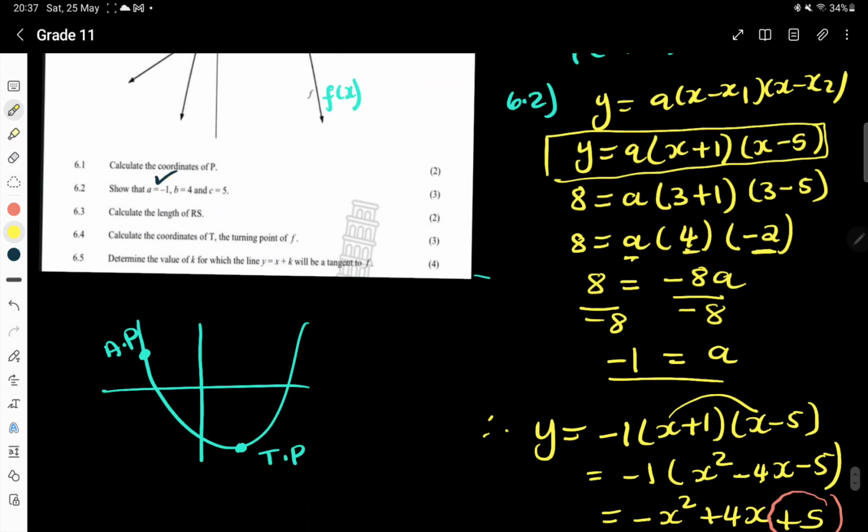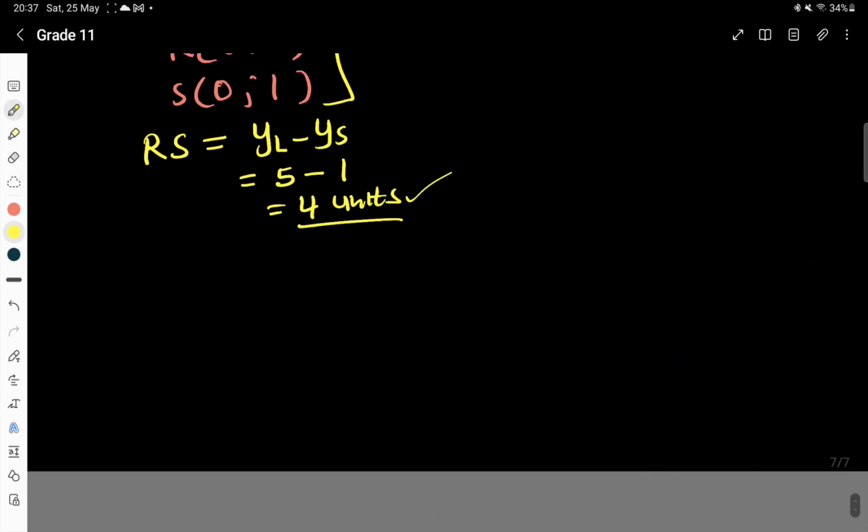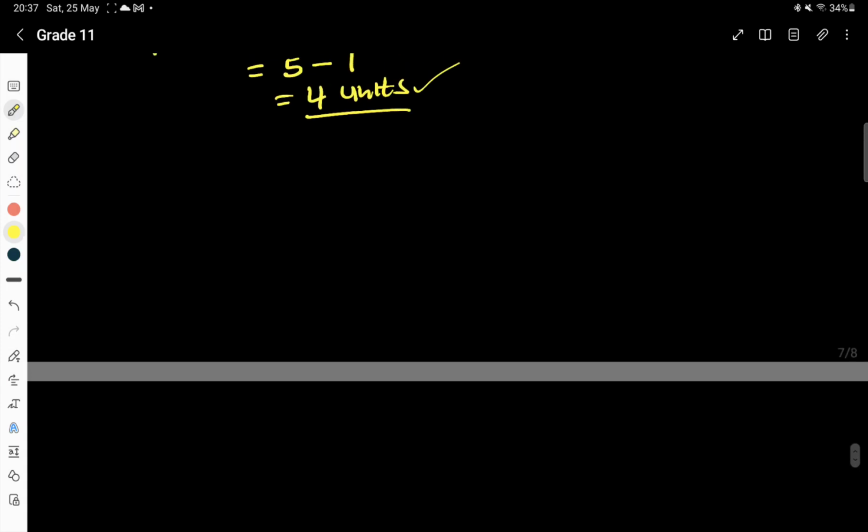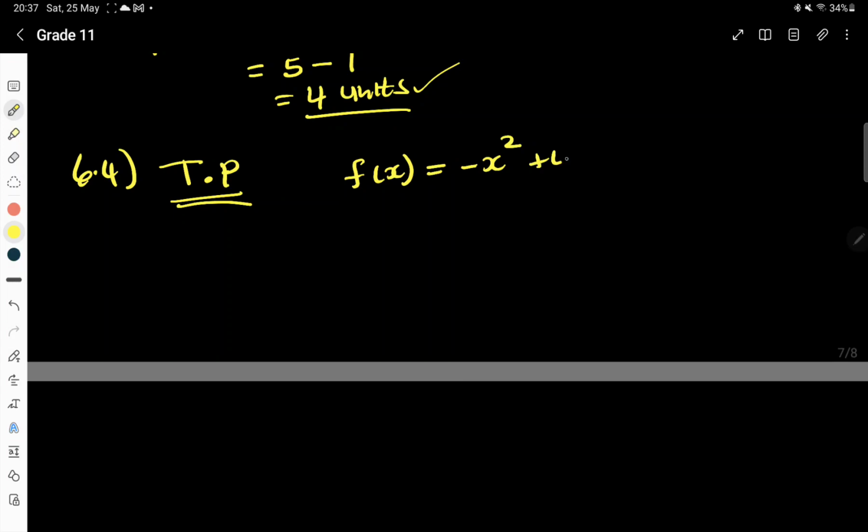6.4. The turning point of f. You must find the turning point. To find the turning point, remember the function is f of x equals negative x squared plus 4x plus 5. We need to find the turning point.